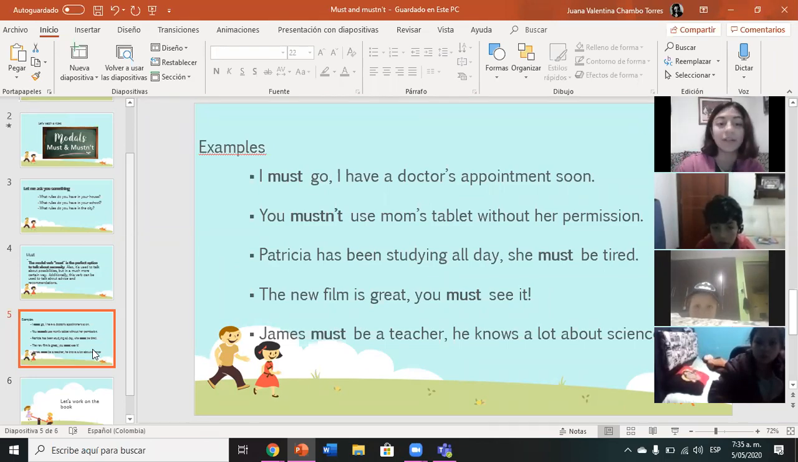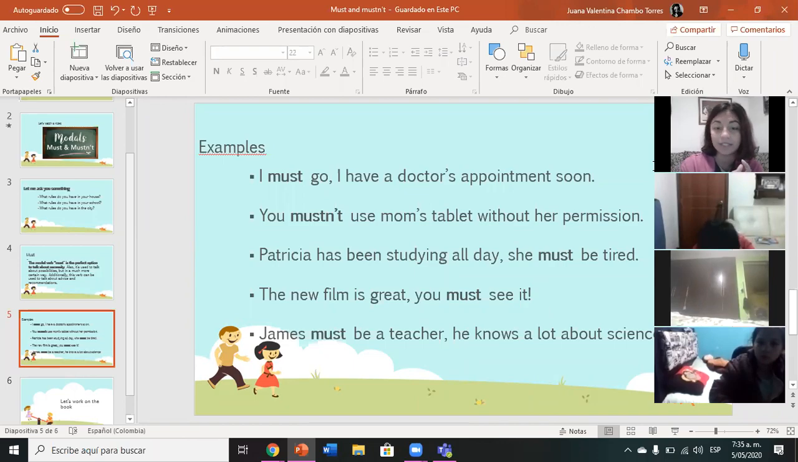The next example is: Patricia has been studying all day. She must be tired. Eso es como más una posibilidad. Patricia ha estudiado todo el día y ella puede estar cansada. The new film is great. You must see it. La nueva película está chévere. Debes verla o tienes que verla, okay?